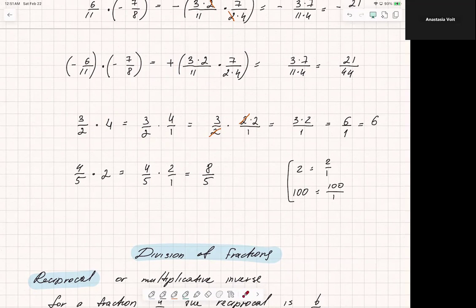Okay? And the last example is 4 over 5 times 2. Again, 2 can be presented as 2 over 1. So we have 4 over 5 times 2 over 1. So nothing can be canceled or reduced, right? Because 5 and 2, they don't have anything in common. 4 and 1, when 1 cannot be canceled any further, right? So we just multiply the numerators and denominators, and we have 4 times 2, that's 8, and 5 times 1, that's 5. So the final answer is 8 over 5.